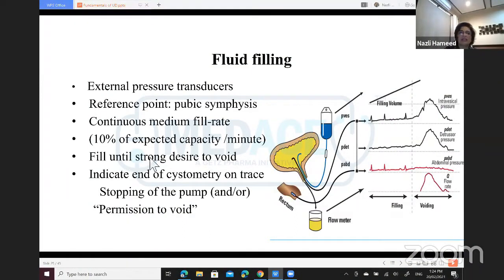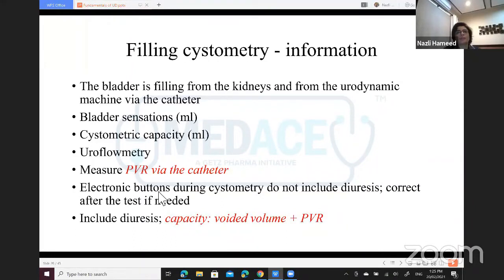Then we fill the bladder until there is a strong desire to void. Meanwhile, we ask her certain questions, and I'm going to come to that in the next slide. The end of cystometry is indicated on the trace when the patient asks permission to void or the pump is stopped. We record the bladder sensations and also the volume at which those sensations were claimed. The cystometric capacity is recorded in mLs, and it is followed by uroflowmetry again, and again a post-void residual urine. The total capacity of the bladder is the voided volume plus the post-void residual urine left.